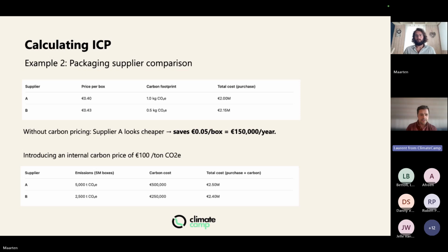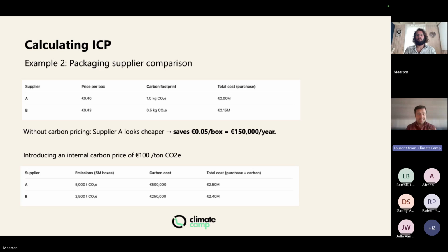The second example is a more calculated, number-based example. It's not from a specific company, but here we see, for the same purpose, if a company wants to buy, let's say, packaging, a cardboard box, then they have two suppliers to compare. Supplier A comes in with a price per box of 40 cents, but they have a high carbon footprint of 1 kilogram CO2 equivalent per box.